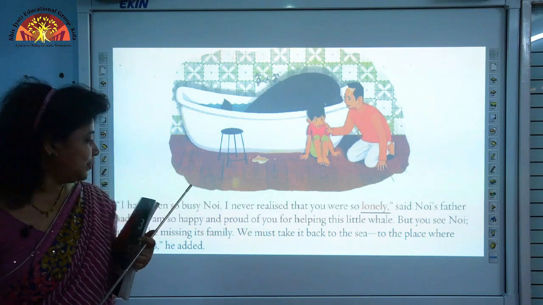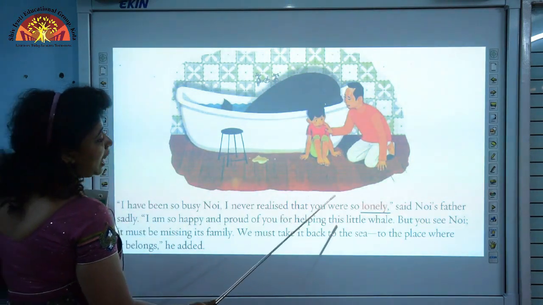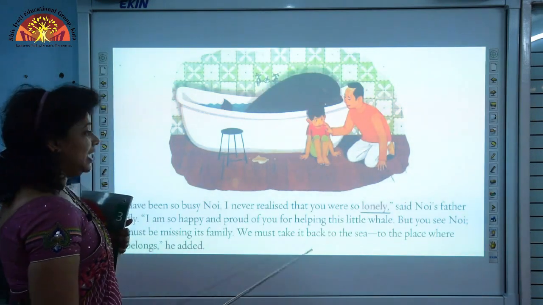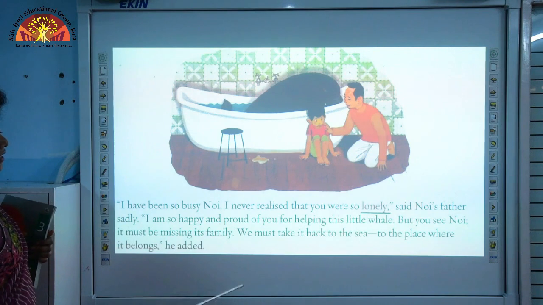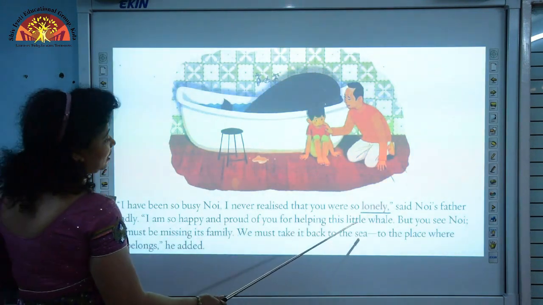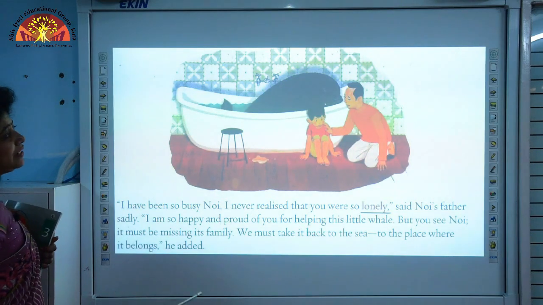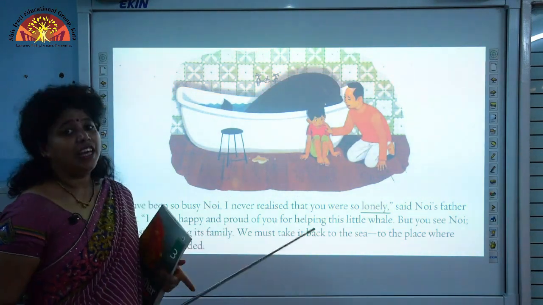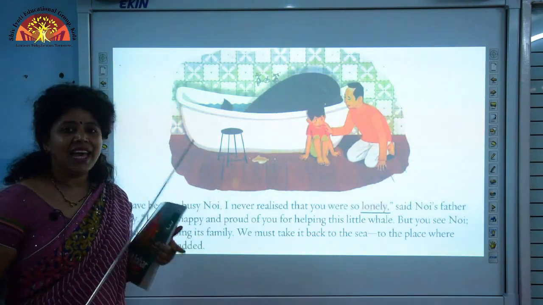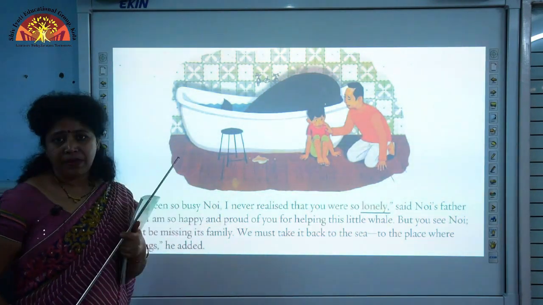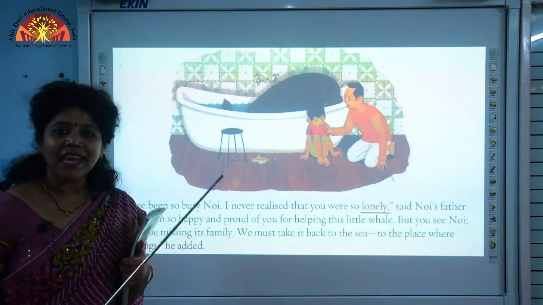So what did he do? He said, "I am so happy and proud of you for helping this little whale. But you see, Noe, it must be missing its family. We must take it back to the sea, to the place where it belongs," he added. So Noe's father knew that his lonely son would very happily keep the baby whale with him, but he knew that this was not the right thing to do.